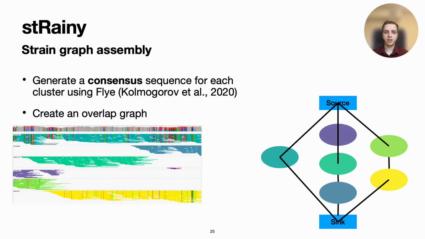And in the end, we will have a graph with multiple branches from source to sink. And each path in this graph will correspond to a different strain. So we will go back to the original assembly graph and replace the initial unitig with multiple new unitigs.